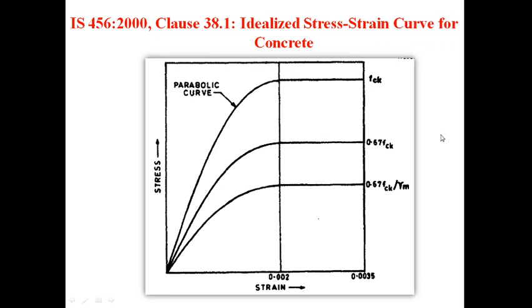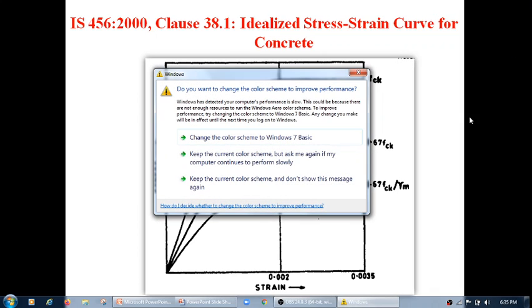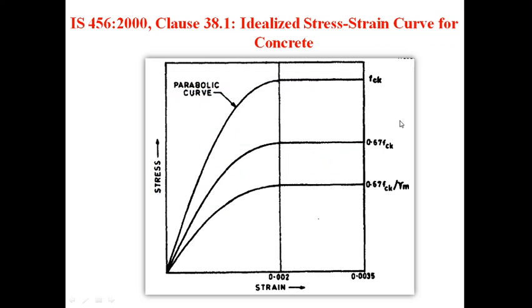It is a well established fact that the compressive strength of a cylinder divided by the compressive strength of a cube is normally 0.8. That means the strength of the cylinder is normally 80% of that of the cube, and therefore 0.85 into 0.8 cumulatively becomes 0.67 FCK, and therefore instead of FCK the curve dips down.